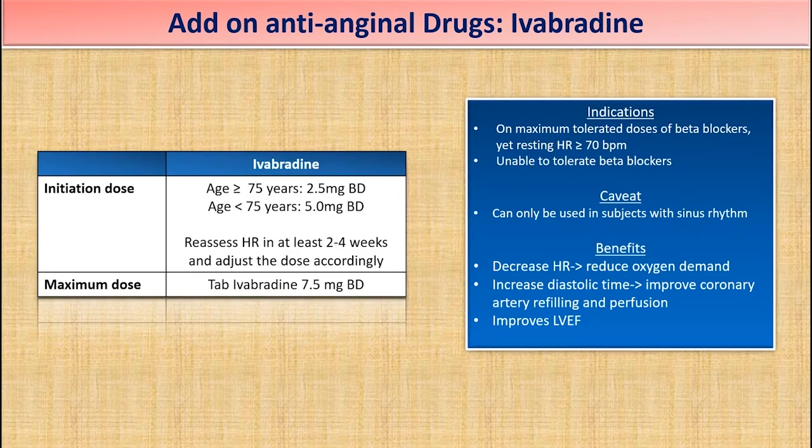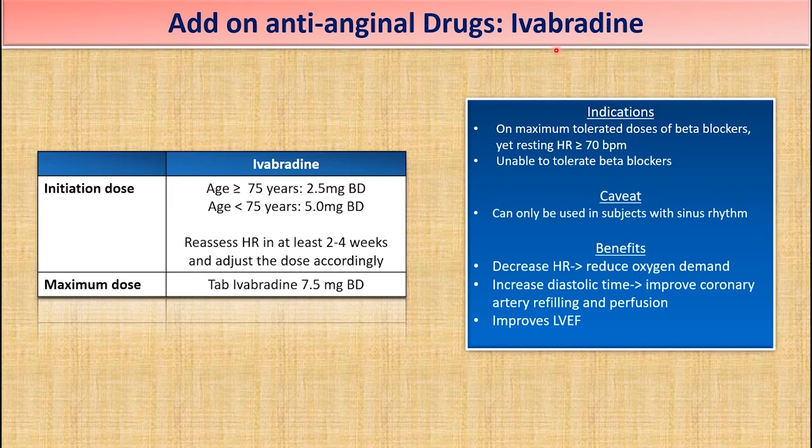In the subsequent slides, what I'm going to discuss are the add-on anti-anginal drugs. In other words, if the patient does not respond to your first-line medications, then you may consider adding on these few medications. The first add-on agent that I will explain to you will be ivabradine. The trade name is Coralan, if you have ever heard about this.